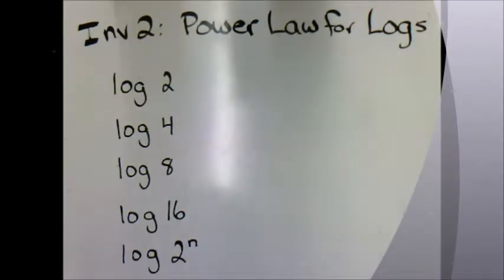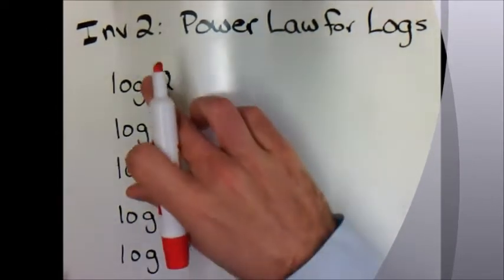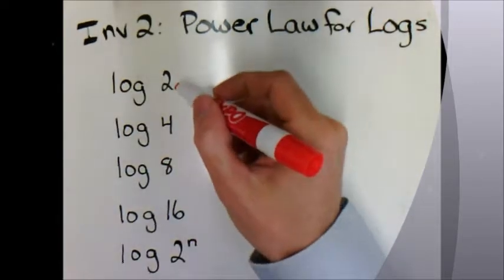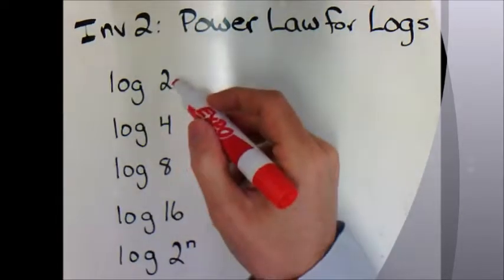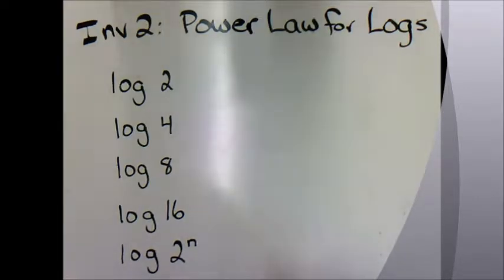In investigation 2, we are trying to discover the power law for logs. So I have here a list of logarithms, and you might notice they all have the base of 10. When we're working with the base of 10, I don't need to write in the base. And you might notice also the relationship between my x values here: 2, 4, 8, 16. So I'm just going to plug these into my calculator and organize them, and we're going to be looking for a pattern, to find out how all these values are related to the log of 2.